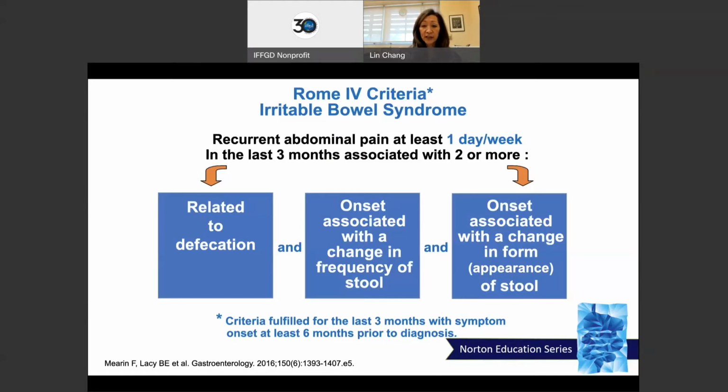Related to defecation, so the pain gets better or worse after a bowel movement. The pain is associated with a change in stool frequency, having more bowel movements per day or fewer bowel movements per week. And the pain is associated with a change in stool form, loose, watery stools or hard, lumpy stools. The patients have to have had these symptoms start at least 6 months ago, but they're more active in the past 3 months.